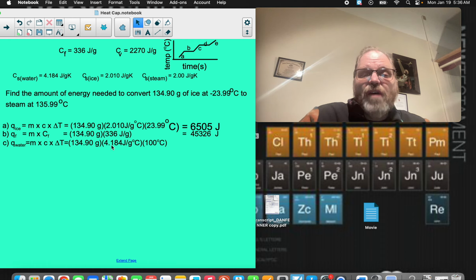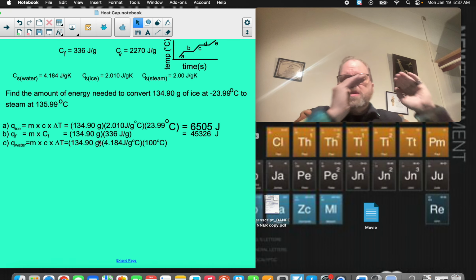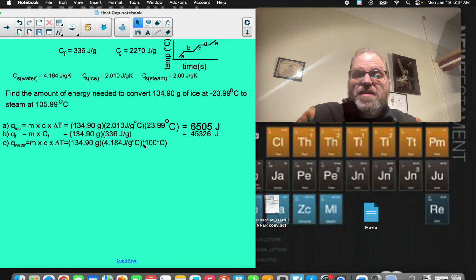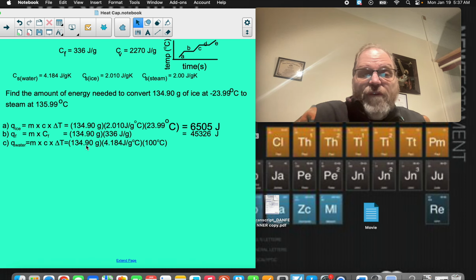Specific heat of water is 4.184 joules per gram degree Celsius, and the temperature goes from 0 to 100 degrees Celsius, so that changes by 100 degrees Celsius. Now, how many sig figs do we have? We have 5 sig figs here.